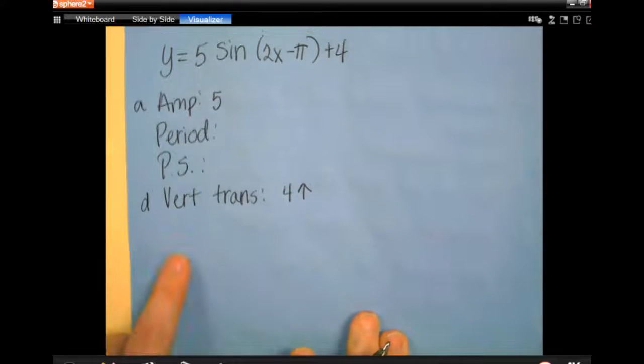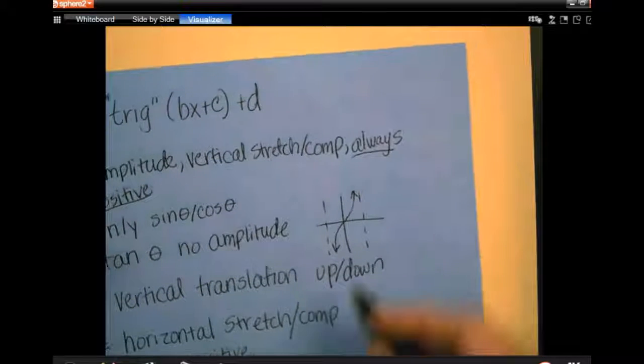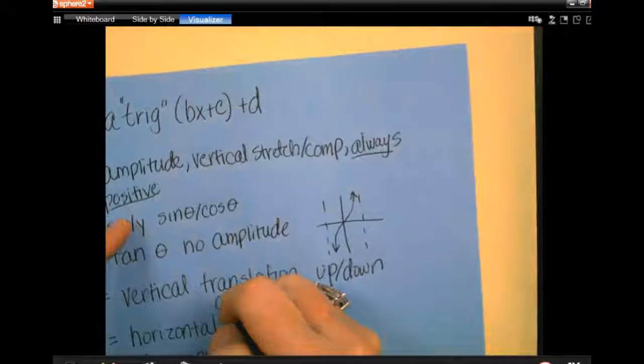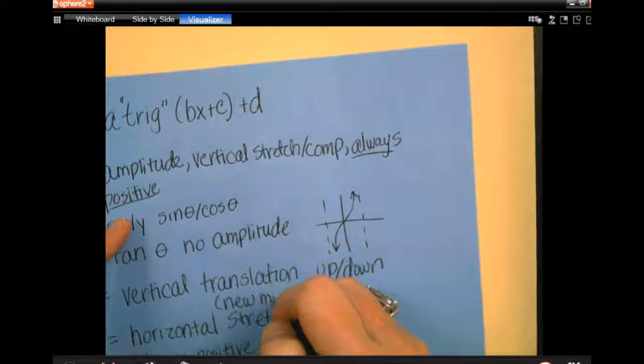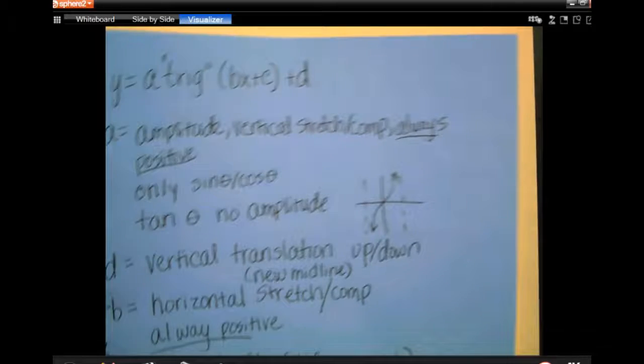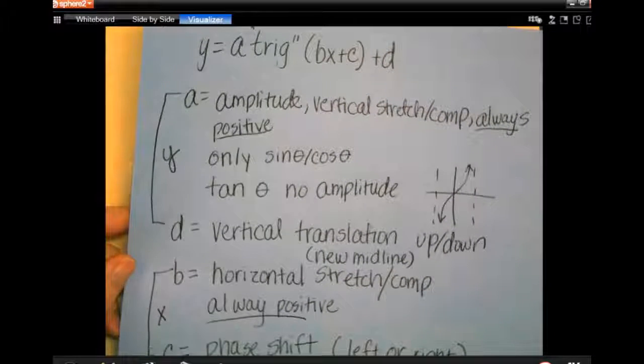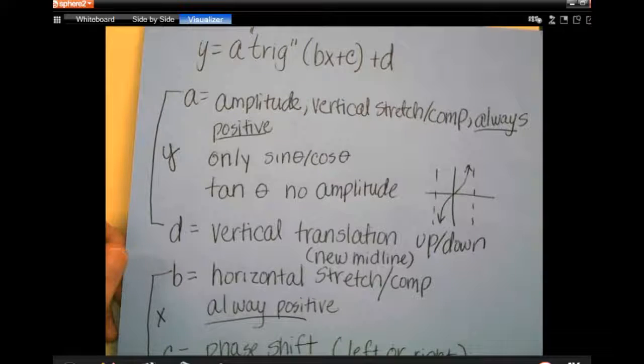And so the vertical translation, if you want to add, your vertical translation is always going to be your new midline when you graph. So when you graph, the D is always your new midline. And we are going to graph.